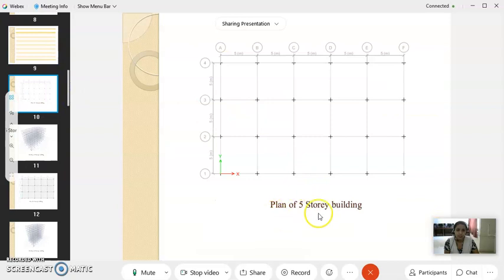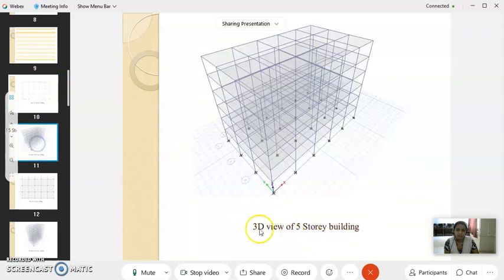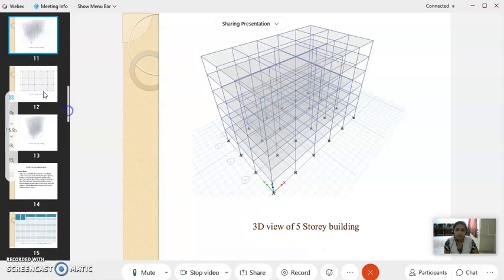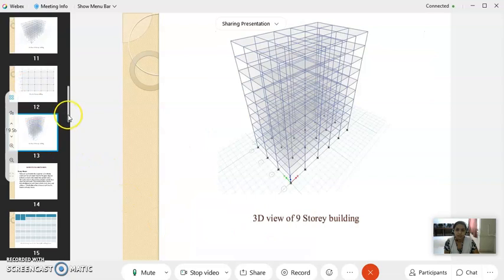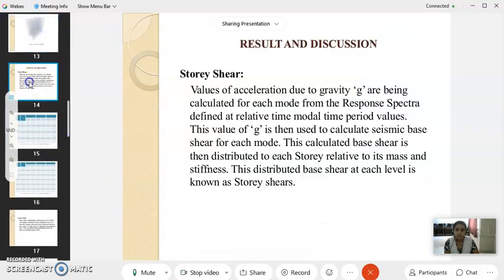Next, this is a plan of the G plus 5 story building. This is a 3D view of the G plus 5 story building. This is a plan of the G plus 9 story building. This is a 3D view of the G plus 9 story building.